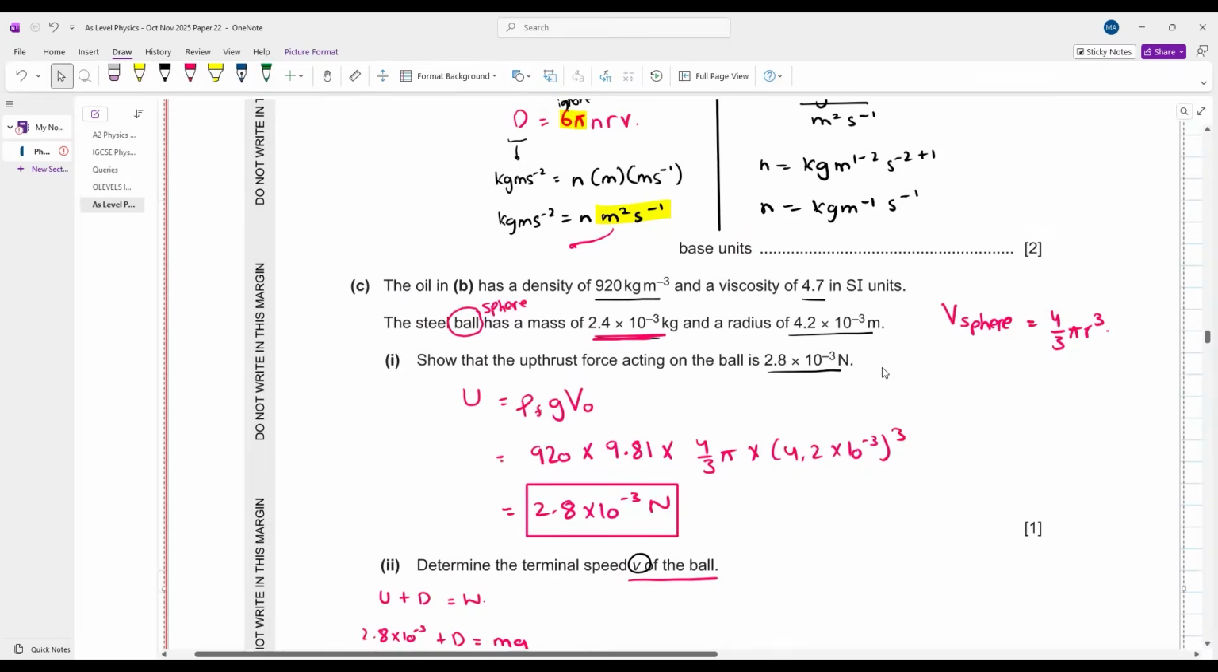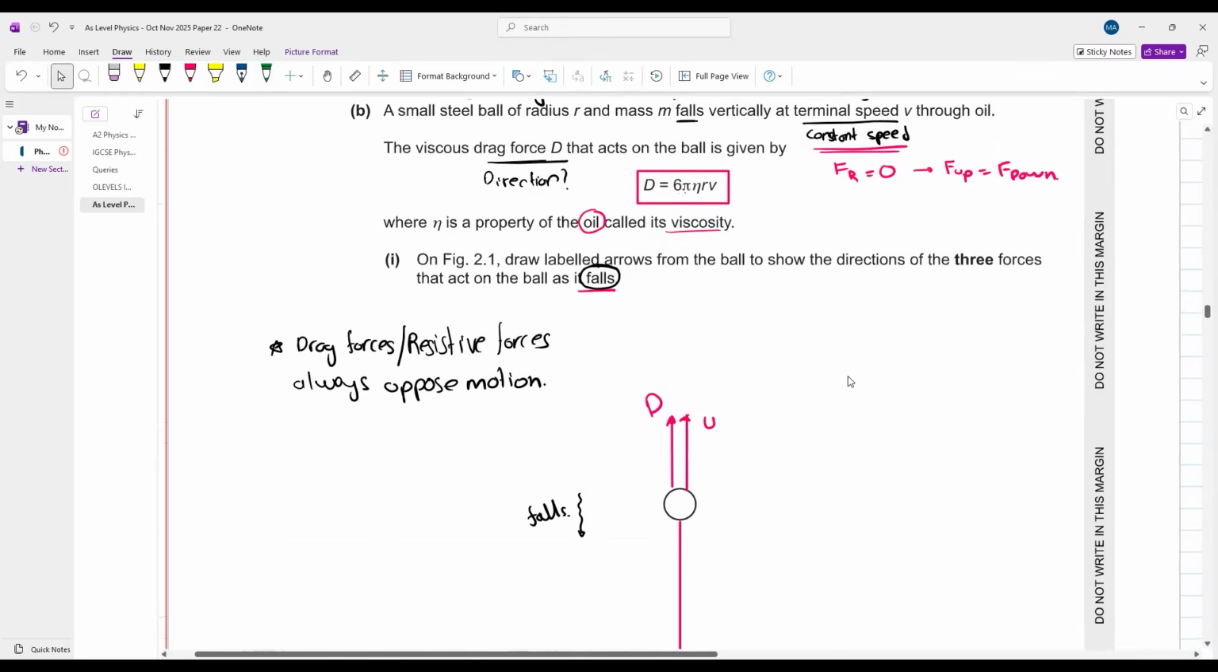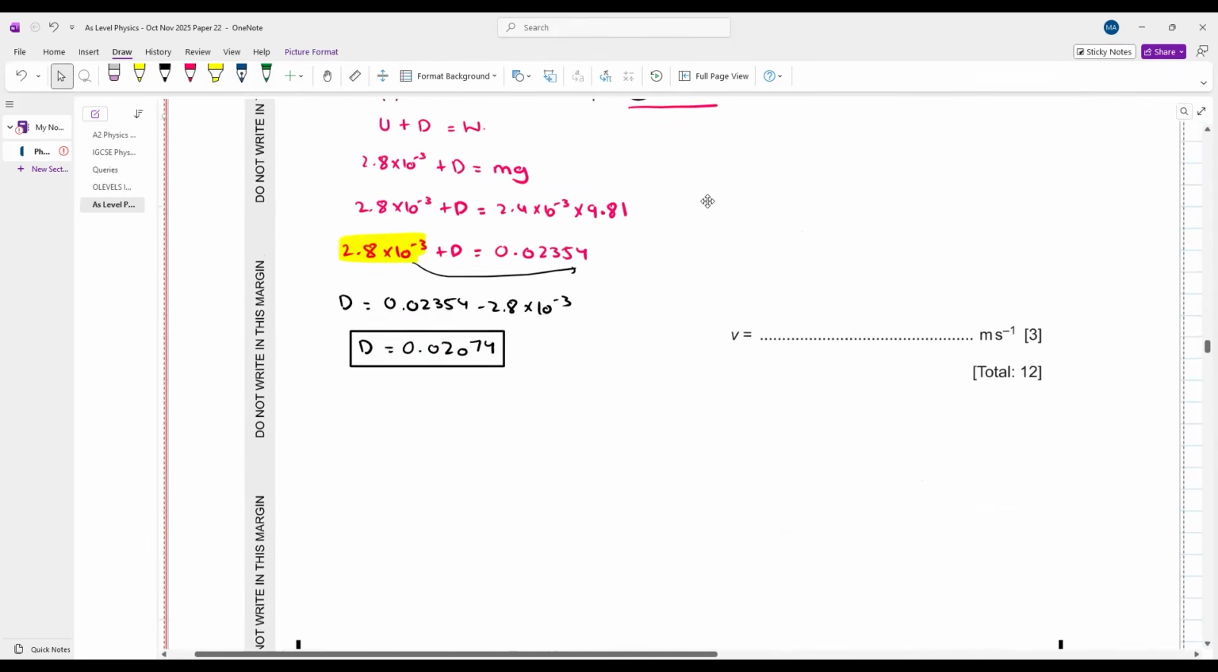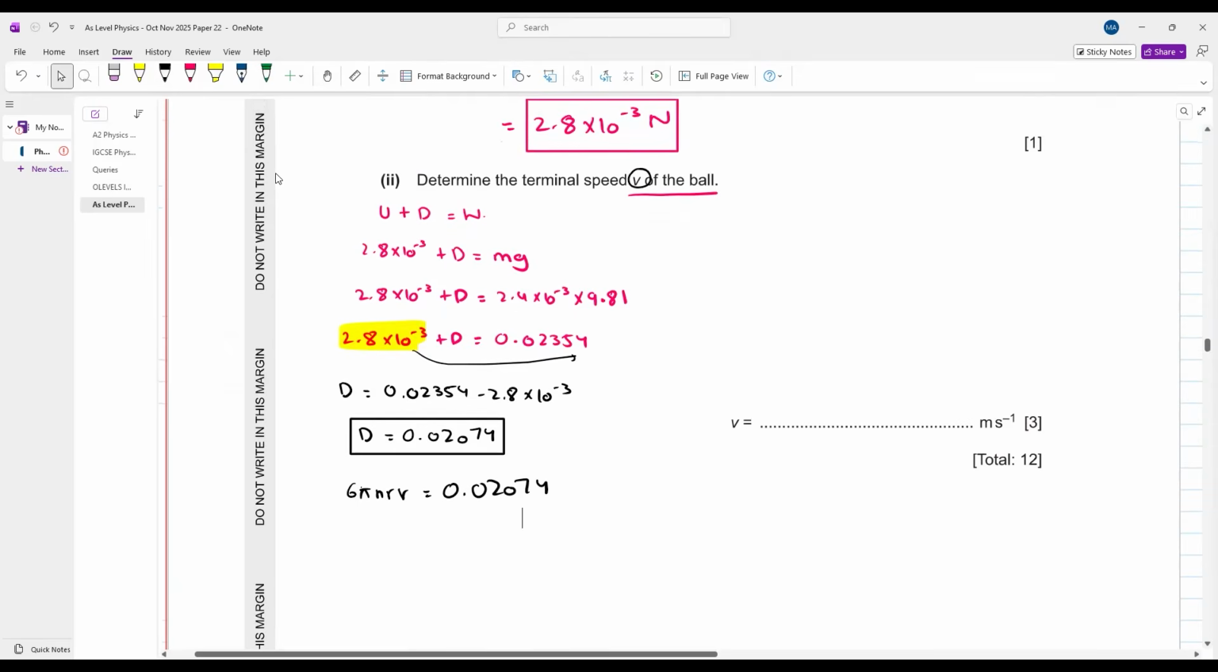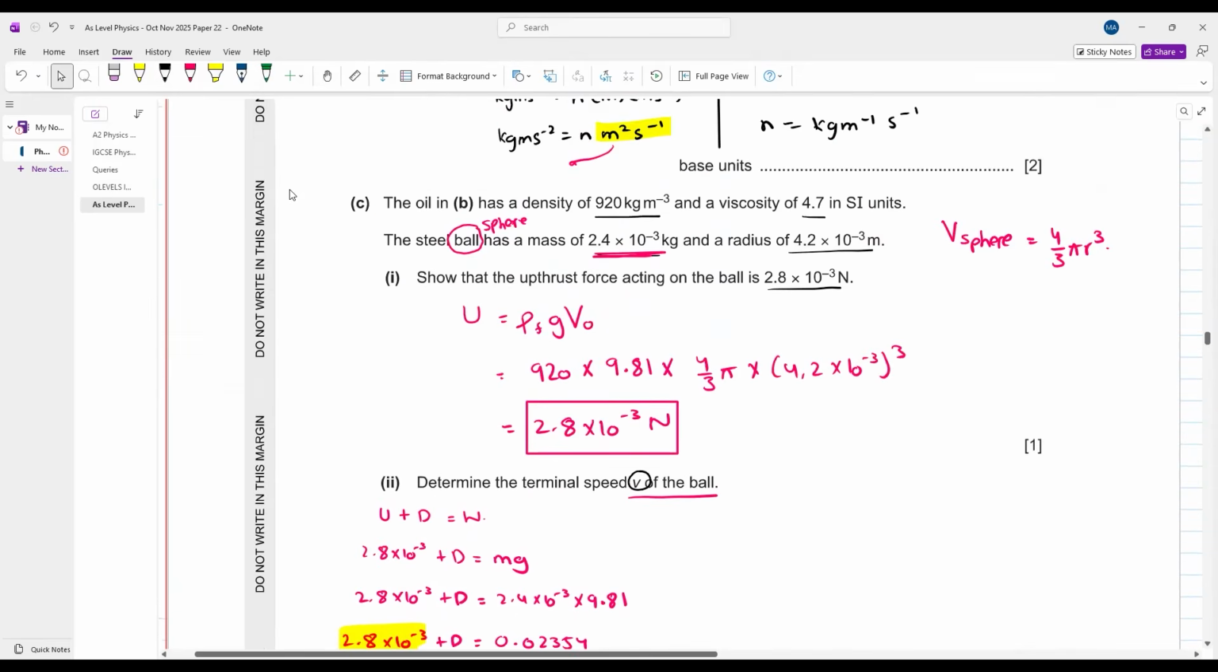ड्रैग फोर्स का क्या फॉर्मूला है भाई? ड्रैग फोर्स का ये फॉर्मूला 6 pi n r v. सो ड्रैग फोर्स की जगह हम अब रख देंगे 6 pi n r v. ठीक है? व्हाट इज द वैल्यू ऑफ n? इन विस्कोसिटी की वैल्यू गिवन?